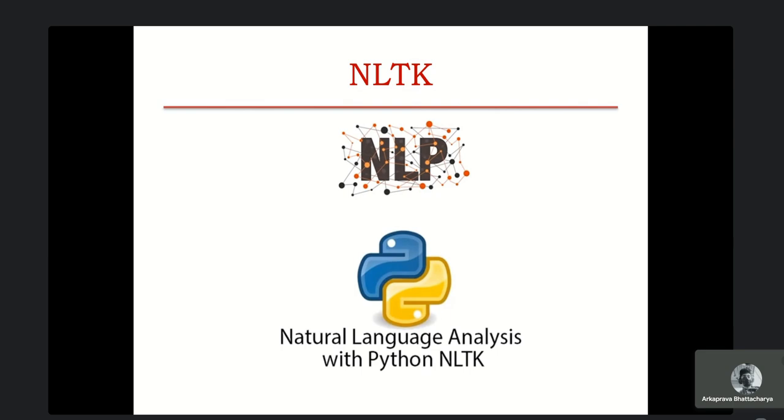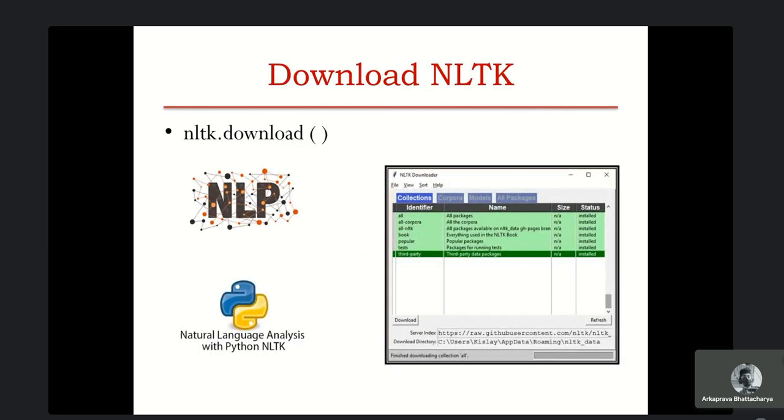First one, NLTK. This is a leading platform for building Python programs in order to work with human language data. It provides easy-to-use interfaces. There are around 50 corpora and lexical resources available in this NLTK package. You can just download NLTK with respect to Python. With nltk.download, you can see it has a number of collections, corpora, and models, and if you want to download everything, you can go for all packages.